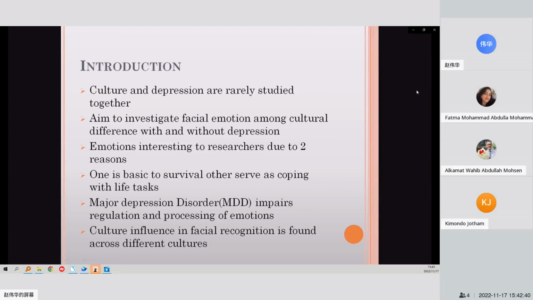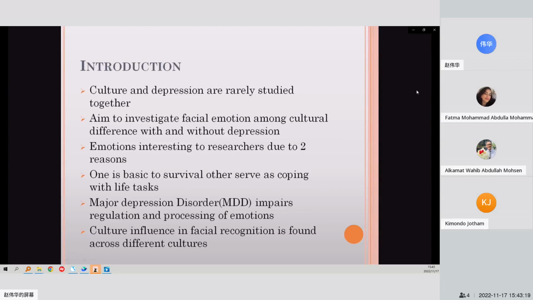We know that culture and depression influence the way in which humans process emotions, but these two subjects are rarely studied together. This has been addressed by this paper, I must say. So the aim of this paper is to investigate the difference in facial emotion recognition among Malays and Australians with European heritage, with and without depression.